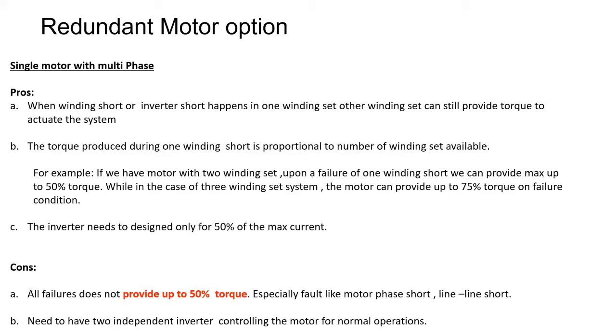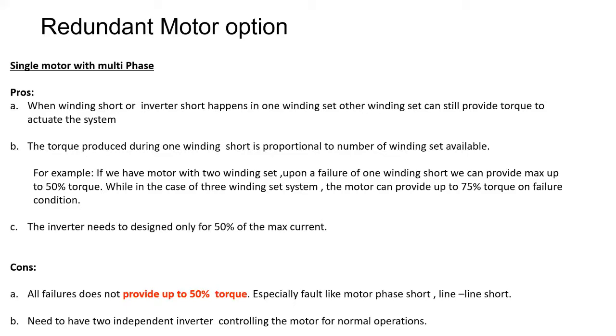The torque produced during one winding short is proportional to the number of winding sets available. So whether we need two winding sets or three, for example, if you have a motor with two winding sets, upon a failure you can provide max up to 50% torque. Well, you can increase the winding sets. If you have three winding sets and one winding fails, we can still provide up to 75%. Each one is providing, so you'll have more available torque even during a single failure. The inverter needs to be designed only for 50% max torque.